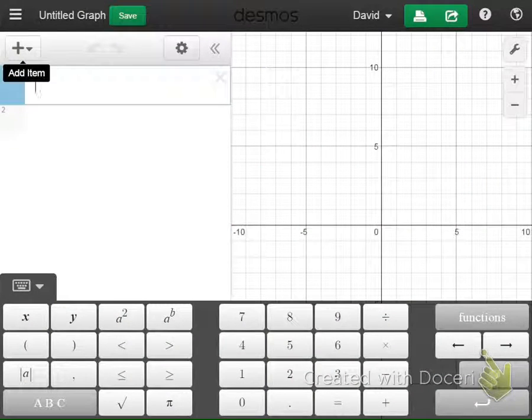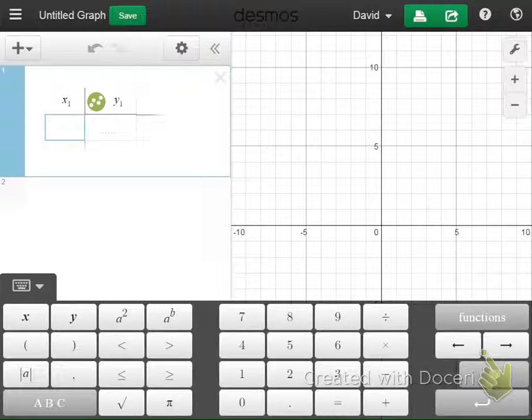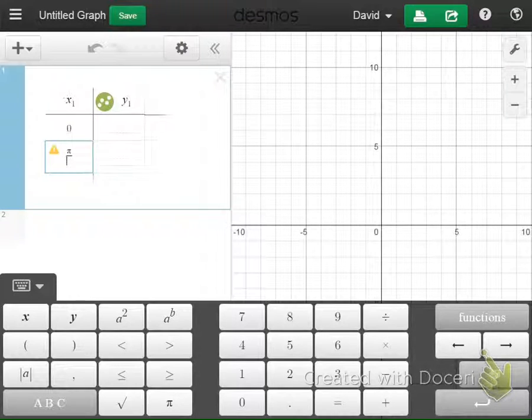Then what I had students do was go on to Desmos, so that's where we are here. You want to click on this plus sign where it says add item and add in a table. When you do that, you get something that looks like this, and I wanted them to put in, for the x values, the angle measures. So this is going to be 0, and then we would have pi divided by 6. The pi button is just going to be this button down here.